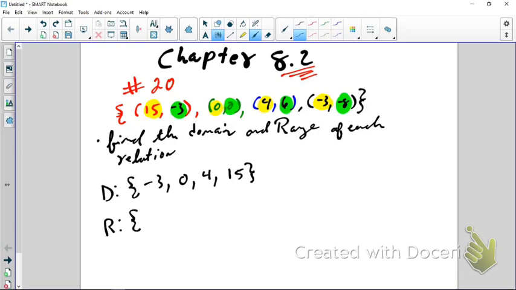The range for this is going to be all the green values that you see here. We begin with -8, comma, then we have -3, we have 0, and then we have 6. And that deals with finding a domain and range for the given relation. Remember, this is a relation.